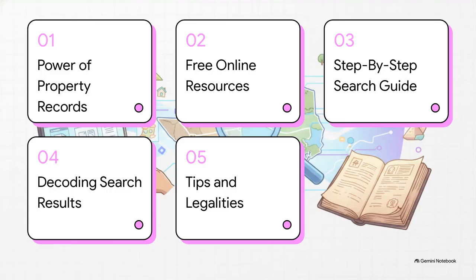Okay, let's look at our roadmap. We'll cover 1. The power of property records, 2. The official free online resources, 3. A step-by-step search guide, 4. Decoding your search results, and 5. Some pro tips, troubleshooting, and important legalities.